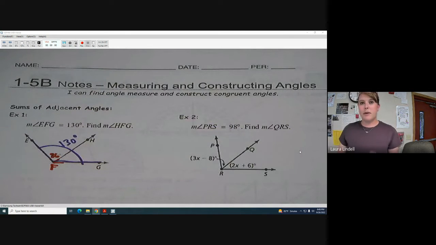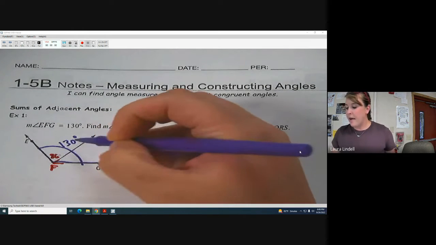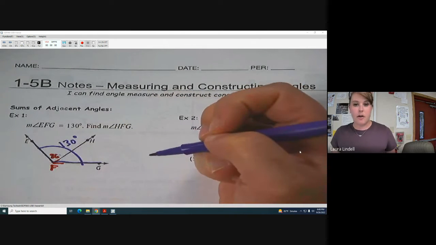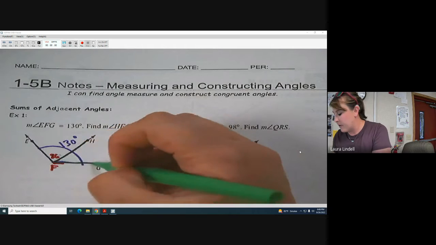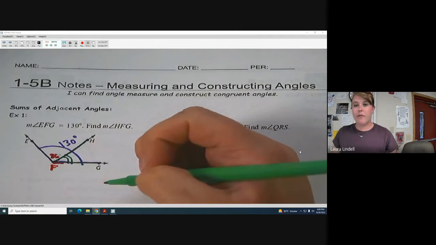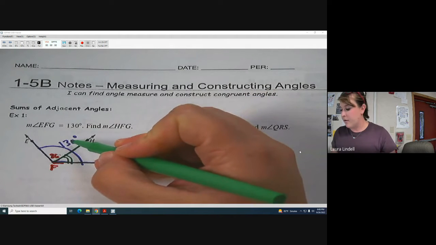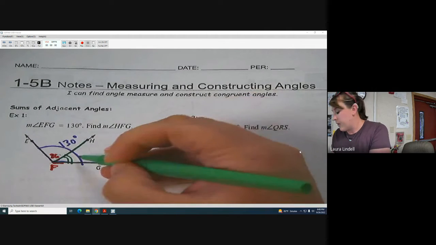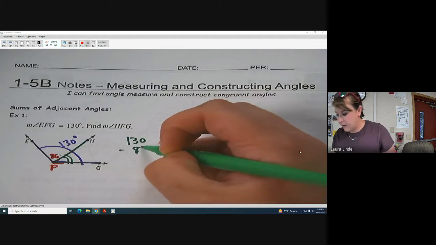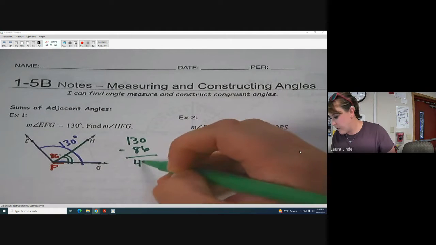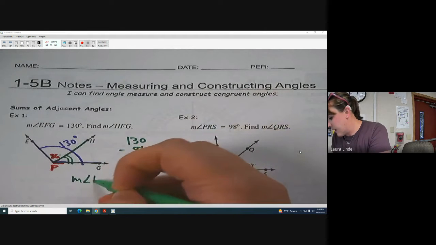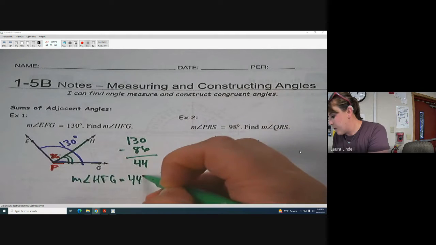And just like with segment addition, when we had one small segment and another small segment attached to it, if we add them together, we'll get the whole segment. The same kind of thing happens with angles. These two smaller angles inside add up to get the bigger angle of 130 degrees. So if I want to find the measure of angle HFG, if I trace that real quick, we go H to F to G. That's this angle right here. And if I want to find that one, all I have to do is subtract the small angle from the big angle to get the other small angle. So we're going to go 130 minus 86, and we should get 44. So that tells me that the measure of angle HFG is 44 degrees. And that would be our answer.